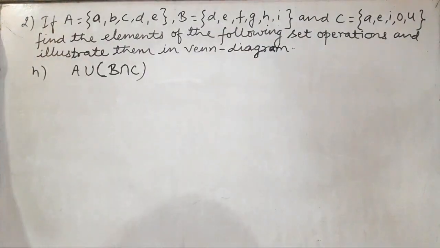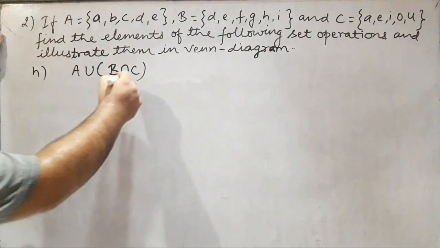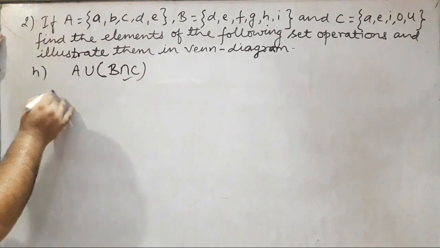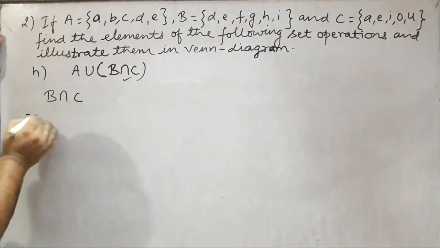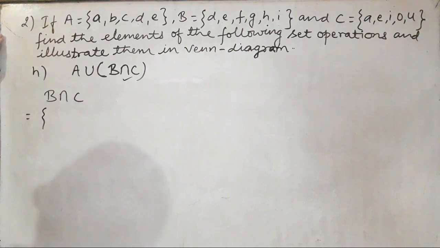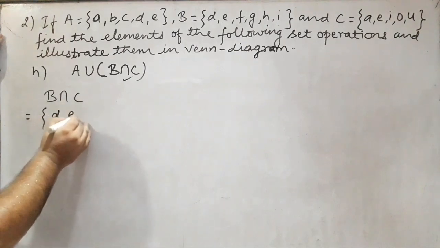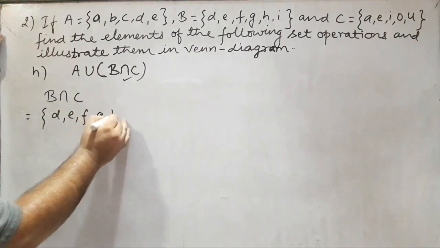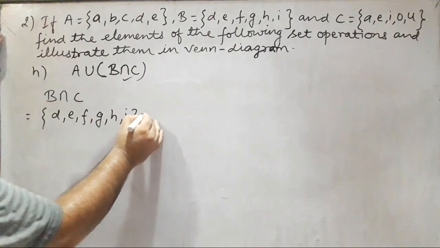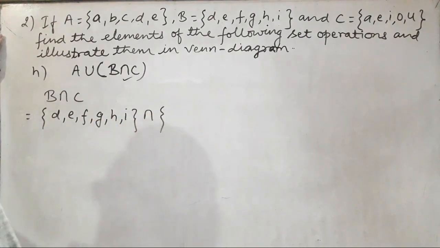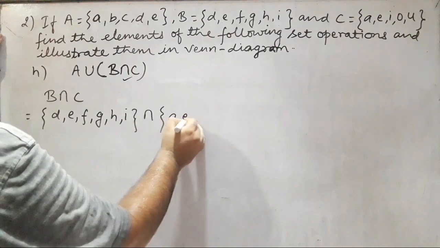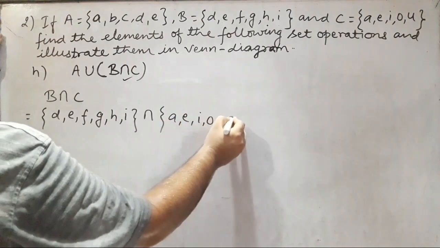Okay. A union B intersection C. Perform inside the bracket first, B intersection C. The elements of set B: D, E, F, G, H, I, intersection the elements of set C: A, E, I, O, U.